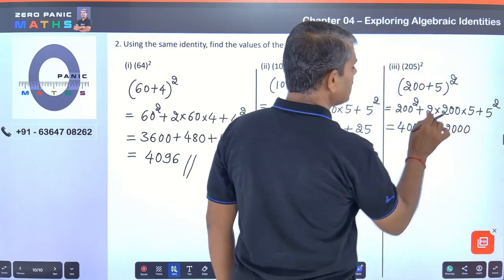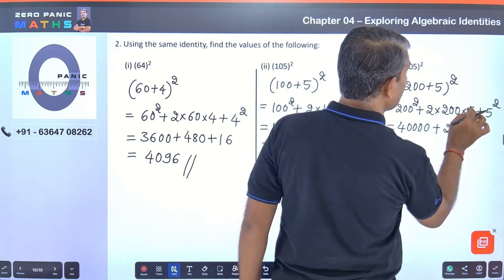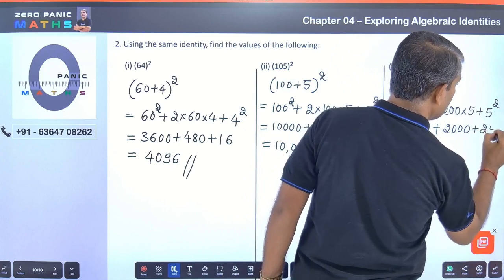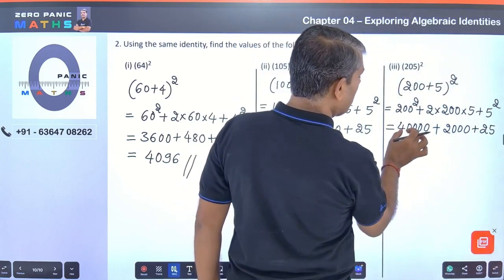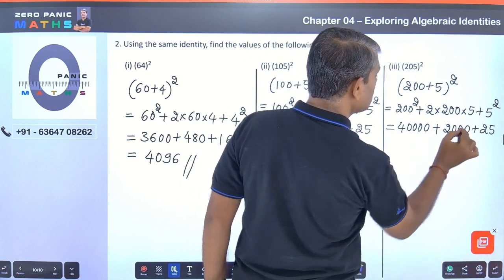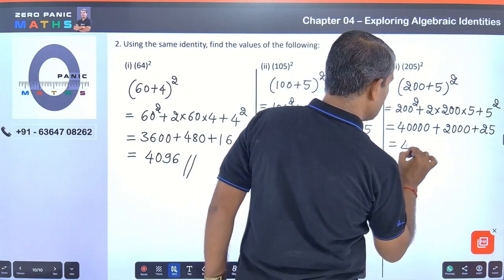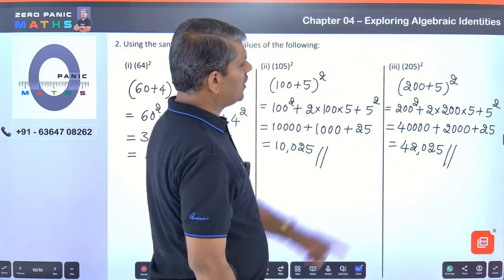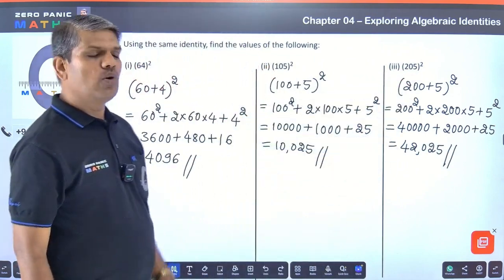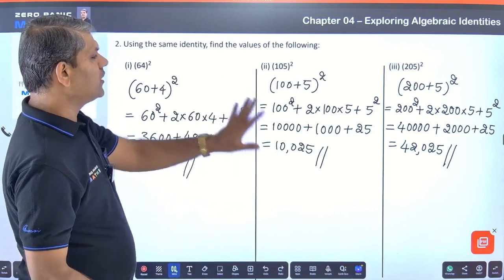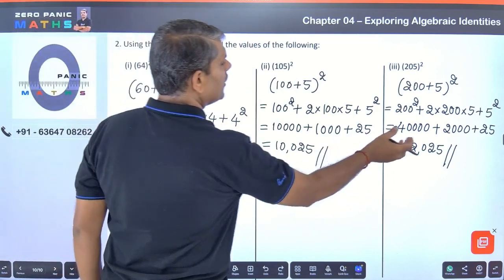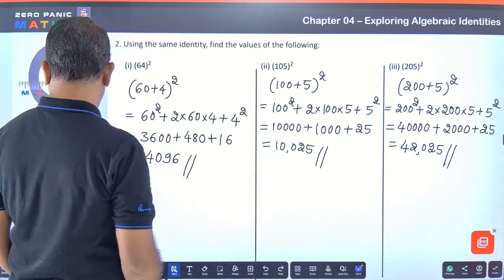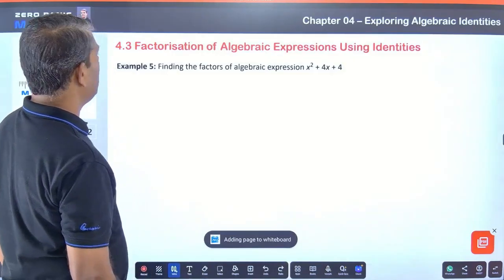Correct? Or else you can say 2 into 2 is 4, 4 5s are 20, 20 and these two zeros, it is 2000. It is 40,000 plus 2,000, that is 42,000 plus 25, it is 42,025, the answer for the square of 205. You can verify all these, or if there are any calculation mistakes in summing up the things, you can do that yourself. Let us check if there are any other examples.